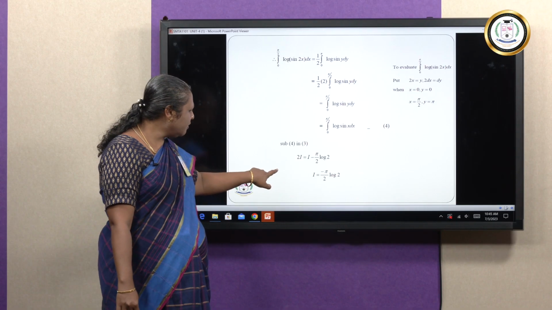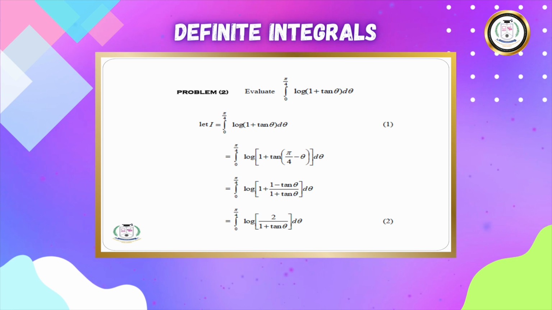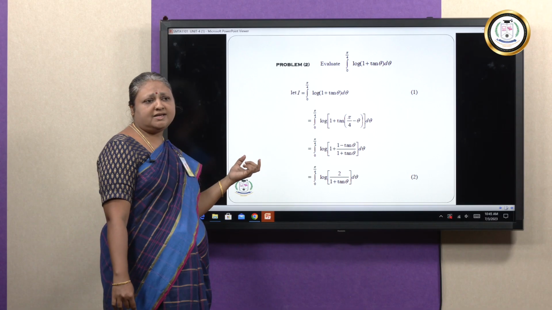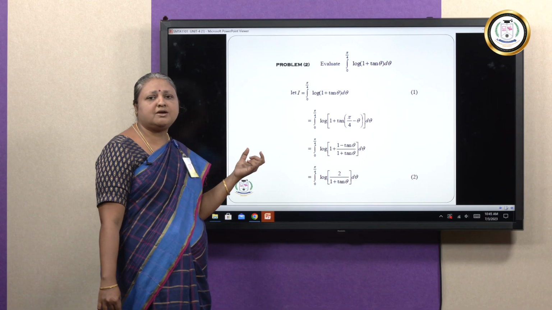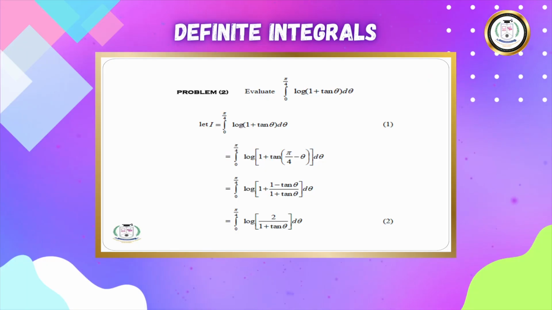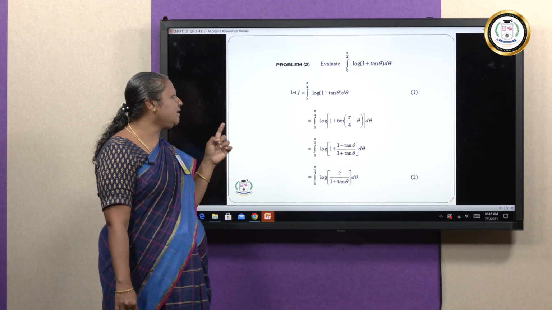So now let us go to the next problem, where we are again just using the properties of definite integral here also to make you very clear. So evaluation of integral 0 to pi by 4 log of 1 plus tan theta d theta. So how are we going to evaluate it?